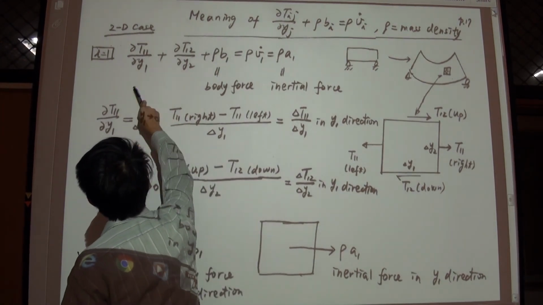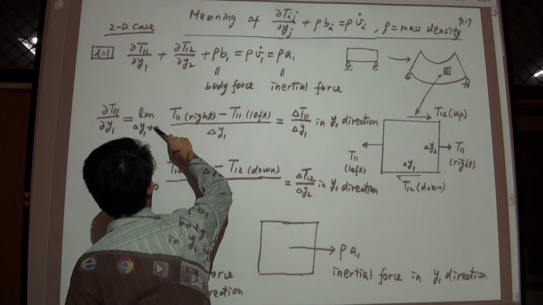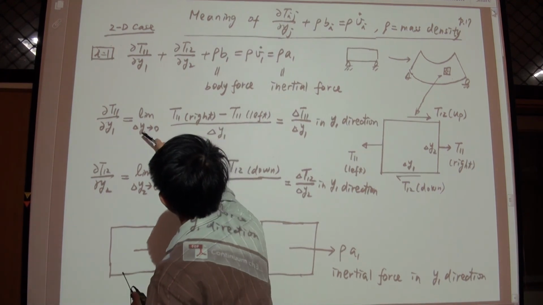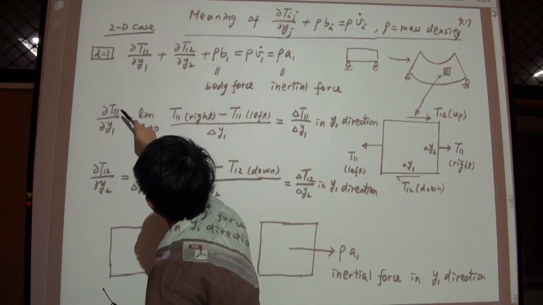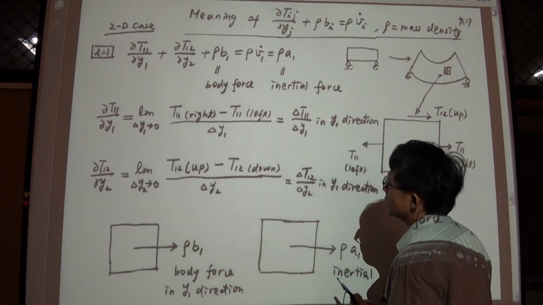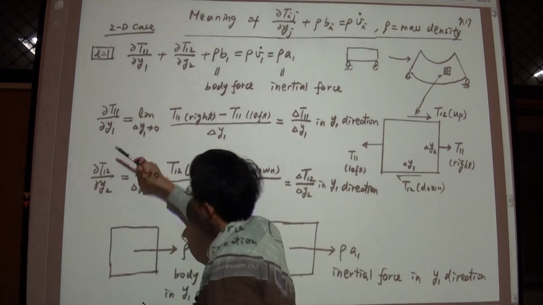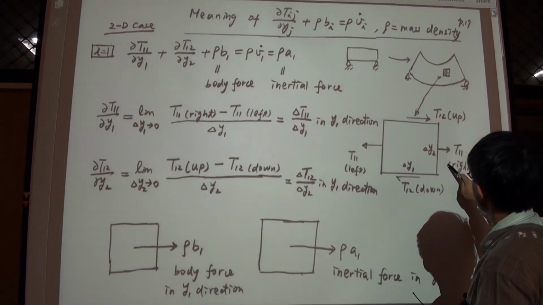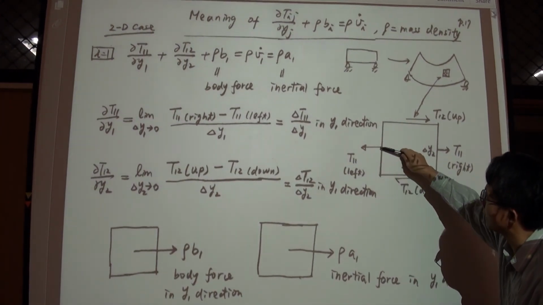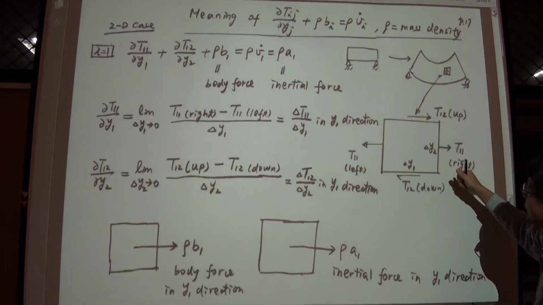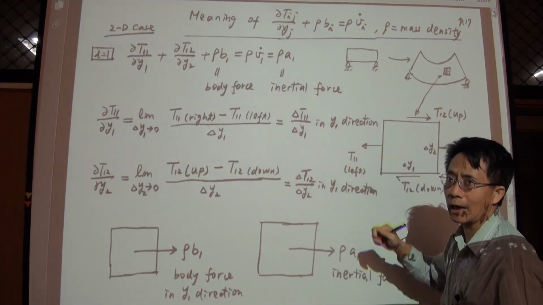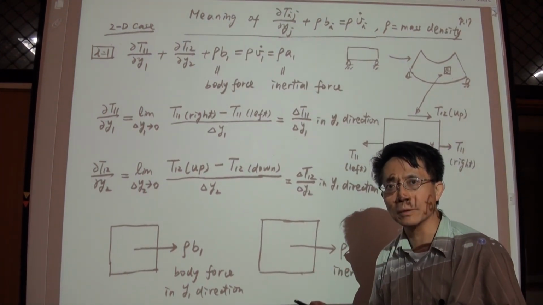T11, partial y1. We take the definition of the derivative here. This is partial y1, delta y1, T11, and then the right side minus the left side means what? T11 partial y1 is the difference between this one and this one. At the left side, T11 is this one, and at the right side, T11 is this one. They are not equal. The right hand side and the left hand side have different horizontal traction, right?